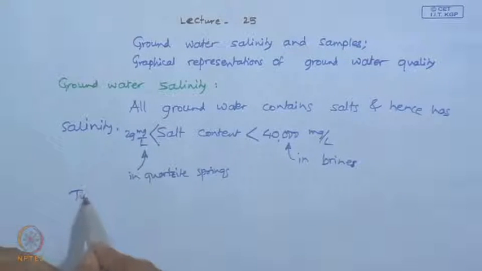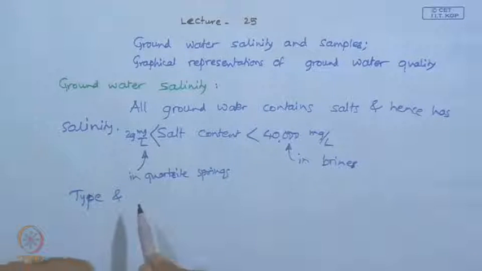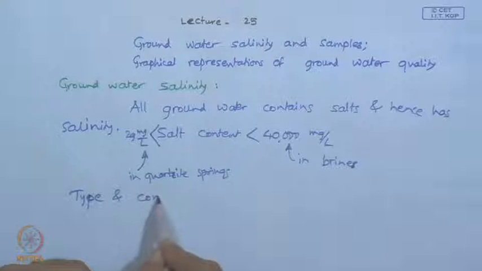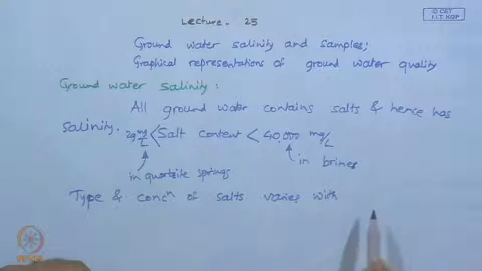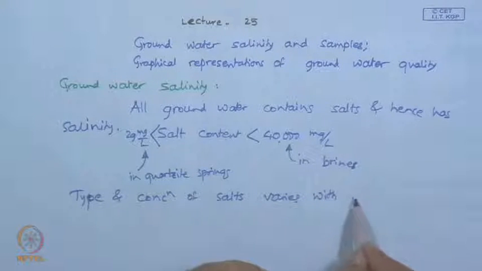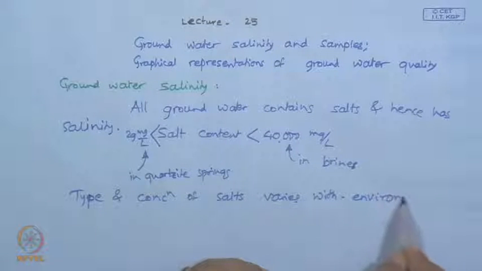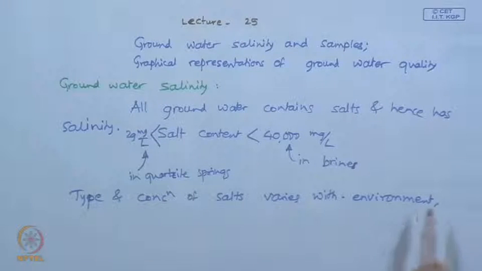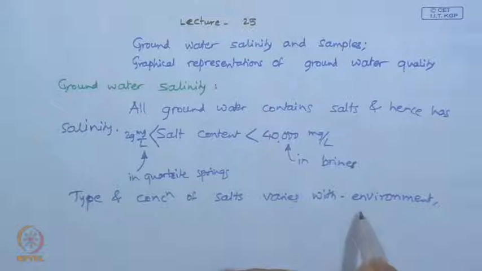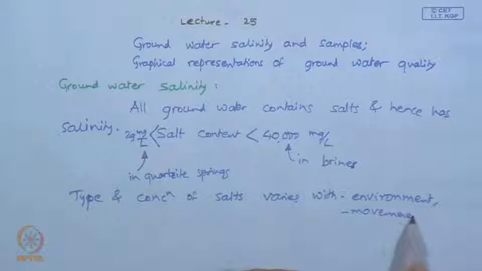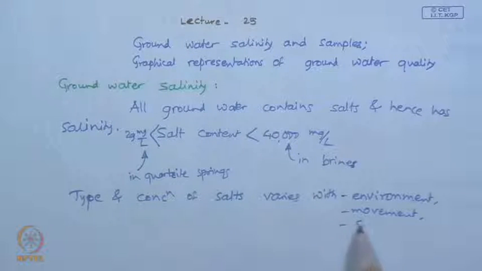So, this salinity, this type and concentration of salts varies with environment, then movement, that is the movement of salts, as well as the source from where these salts originate.